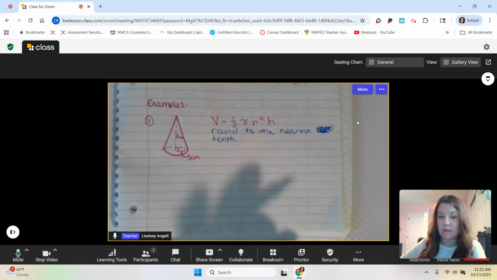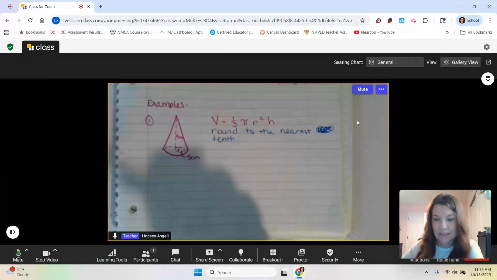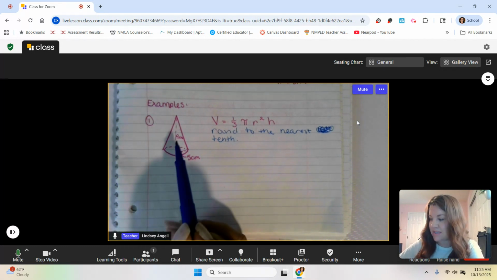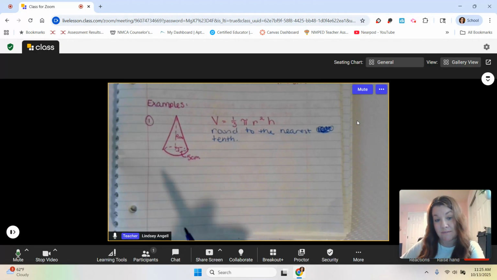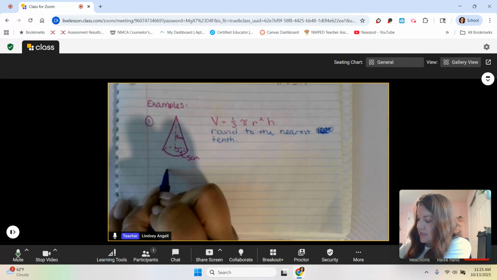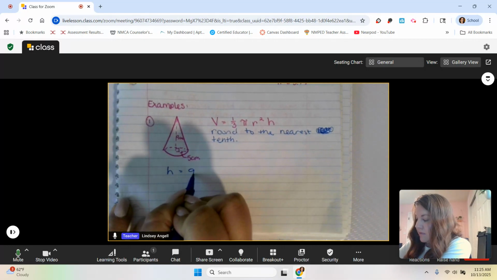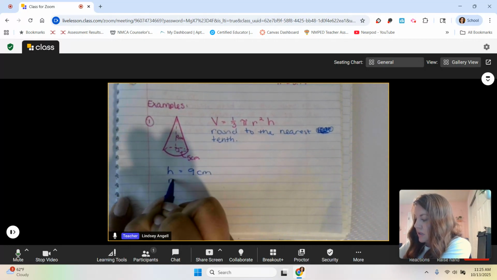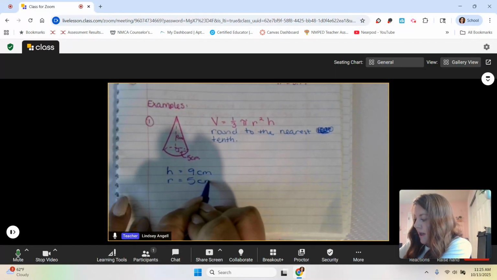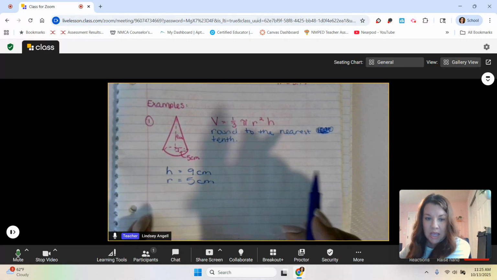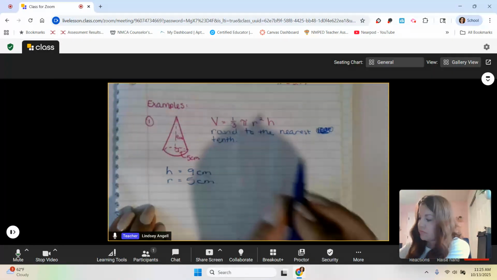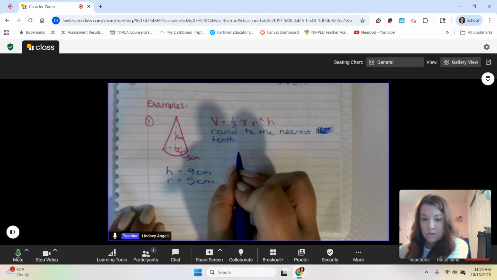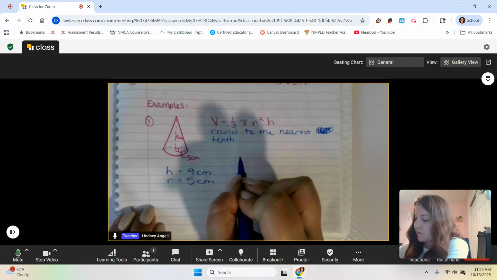Number 1. Looking at this on the screen it's a little hard to see, but this has a height of 9 and a radius of 5. So a height of 9 centimeters and a radius of 5 centimeters. For this problem we're going to round to the nearest tenth. From this point we're just going to plug straight into our formula.